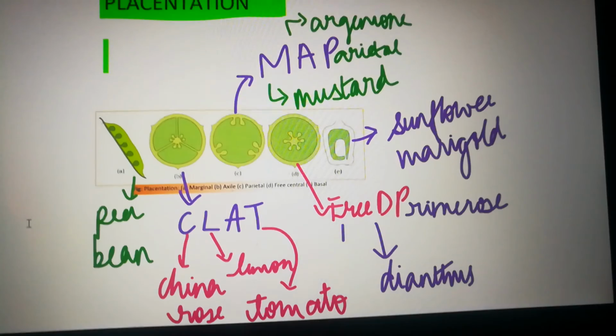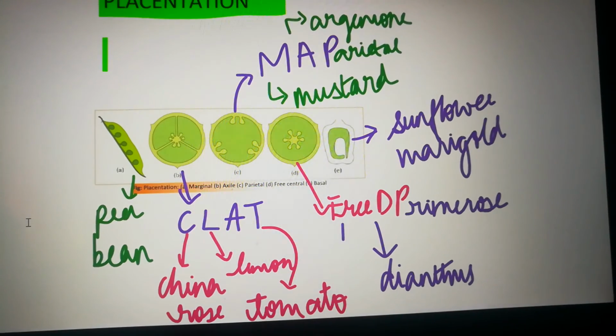So you can remember it as the exam, that is the entrance exam, CLAT. So C for China rose, L for lemon, A for axial, and T for tomato. And then you have parietal, the ovules are present along the margin, so you can remember it as one word, that is MAP. So for MAP, you get M for mustard, A for argemone, and then P for parietal.